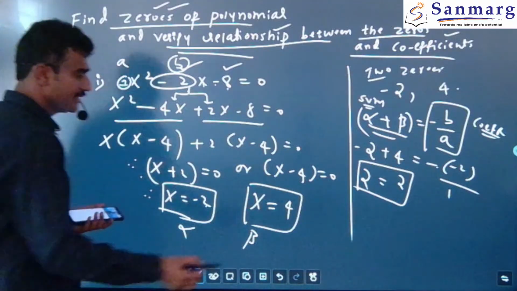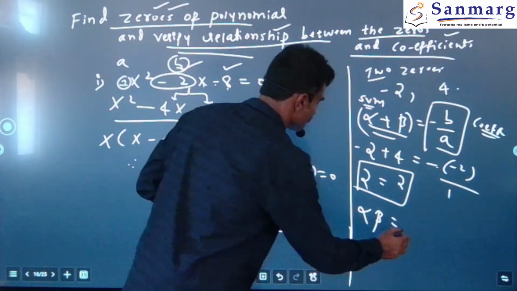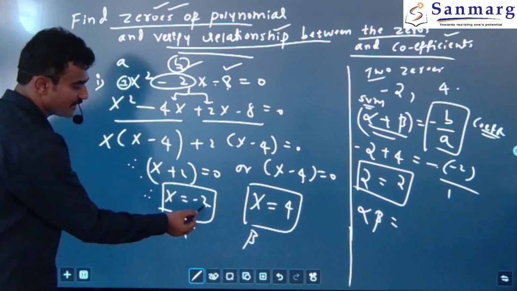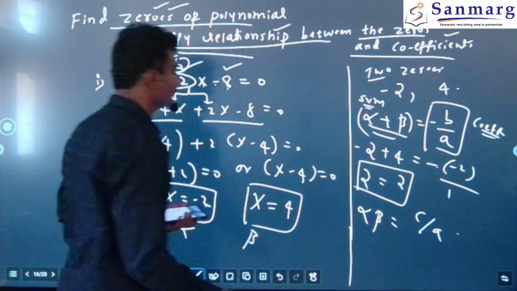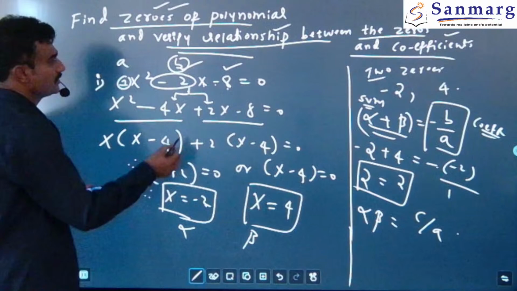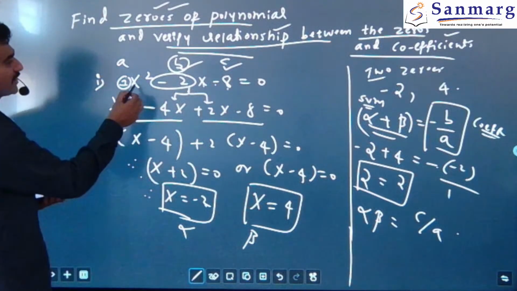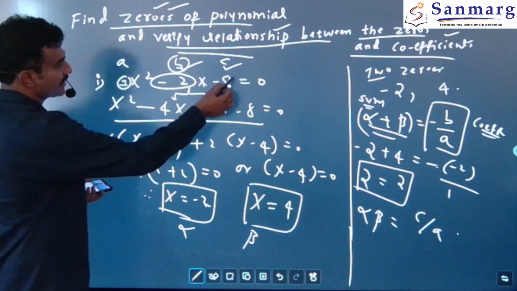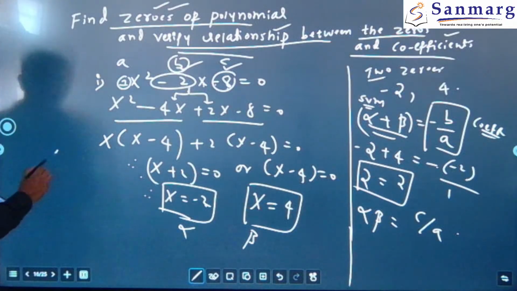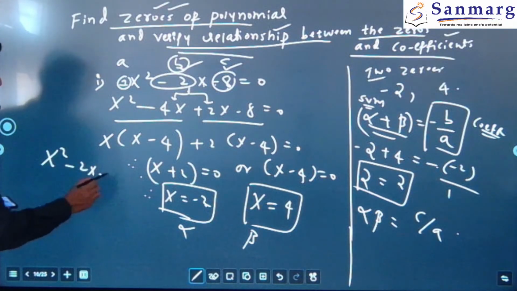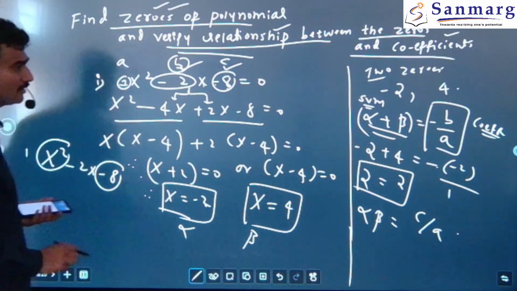Similarly, there is one more relation related to the product of the roots. If I take the product of the roots, that is alpha into beta, where alpha is minus 2 and beta is 4. Alpha into beta will always be equal to c by a, where c and a are coefficients. c is the constant term in the expression. So in the expression x square minus 2x minus 8, the value of c is minus 8 and the value of a is 1.